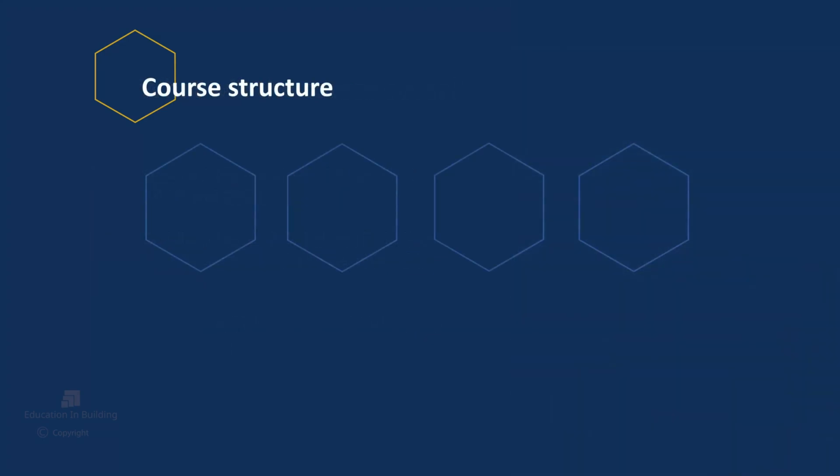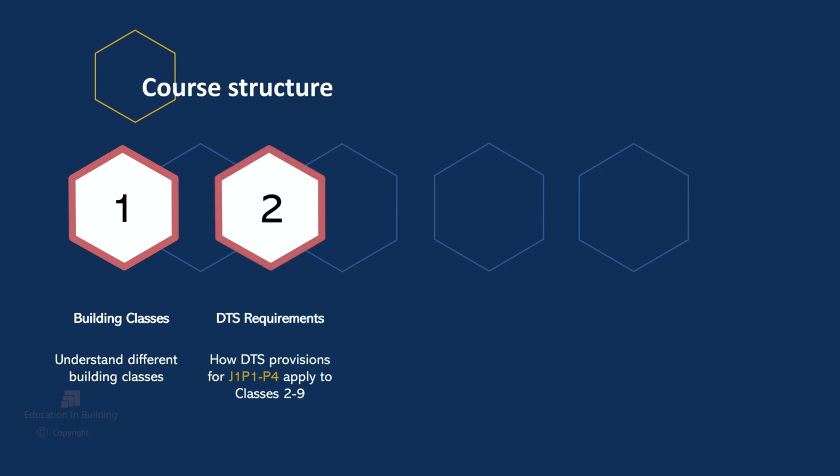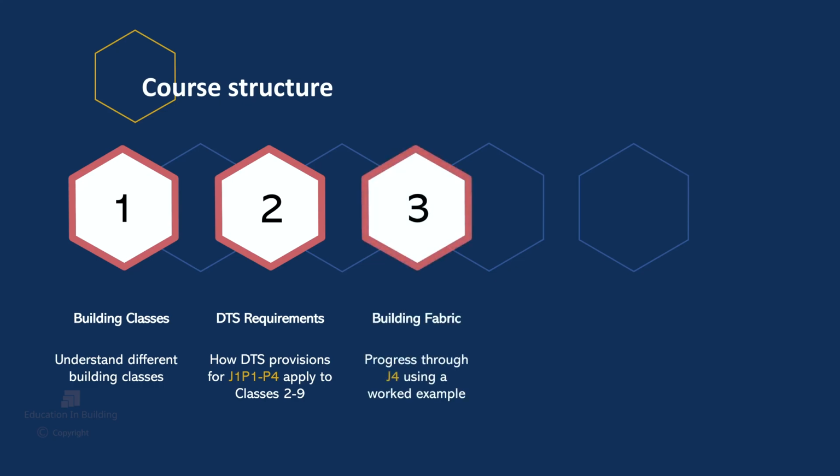So how will this course be structured? Well, the course will be divided into 5 modules. In our first module, we'll discuss the different building classes and how to distinguish between them. In our second module, we'll see how the deemed to satisfy provisions meet the performance requirements of Section J, J1P1 to J1P4. And next we have the main module in our course. We'll use our example office building to progress through Section J4 for building fabric.